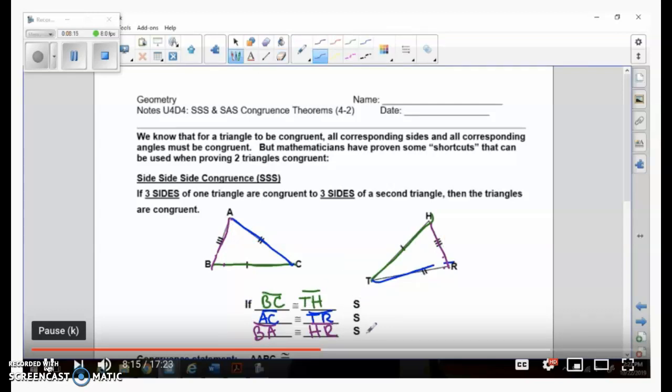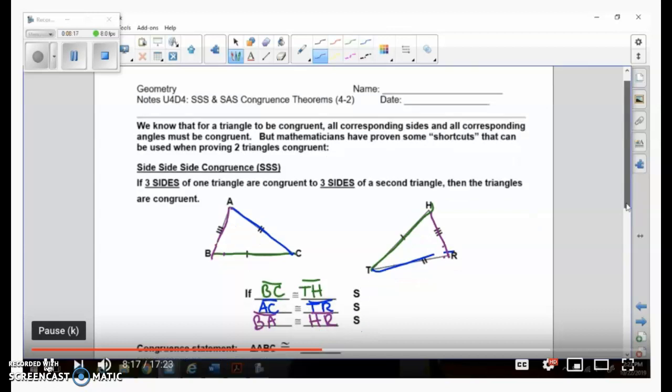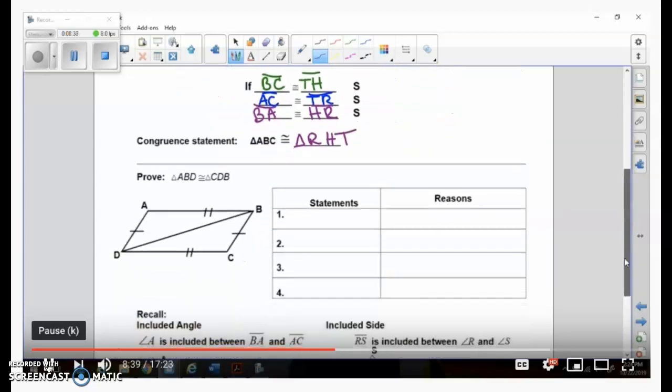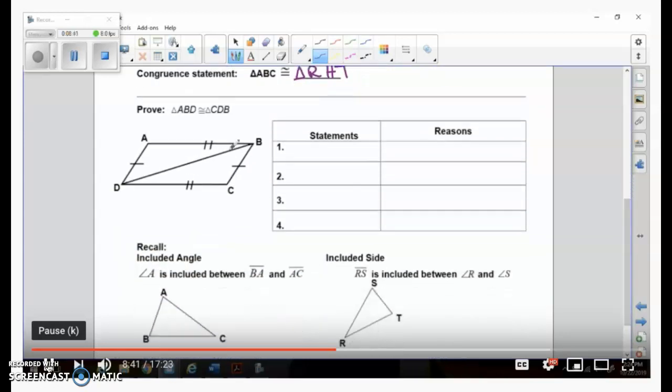So let's draw this in. Let's go down. So to our congruent statement, you remember from last class, we figured out that all we have to do is match up the letters. So ABC should go with, all right, so A is between blue and purple, so R is between blue and purple. H is between green and blue, so then we match it up like that.